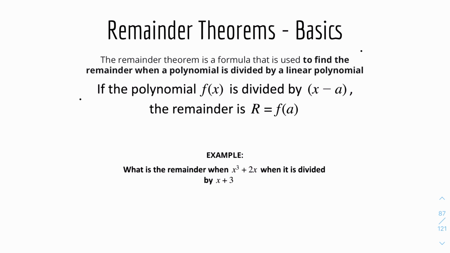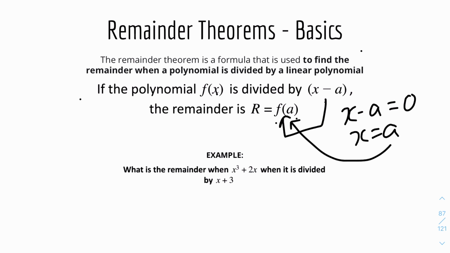So if the polynomial f of x is divided by x minus a, then the remainder is f of a, where this is basically put a into it. So to basically know what to put into the f of x, you just look at what it has to be divided by. In this case, it's x minus a. So we'll set this x minus a equals 0 and find x. So x in this case will be a. And that's what you put into f of x.